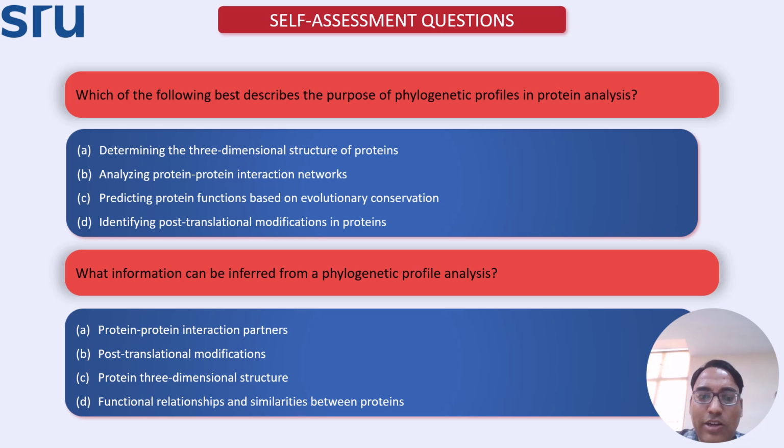What information can be inferred from a phylogenetic profile analysis? Protein-protein interaction partners. Now see, the first question is twisted here again. Post-translational modifications, protein 3D structure, relationships and the similarity between proteins. This part is again the right answer here. Option D is the right answer. The question is just tweaked, but I hope you are very confident to get the required answer. In the first question, C is the right answer. In the second question, D is the right answer.